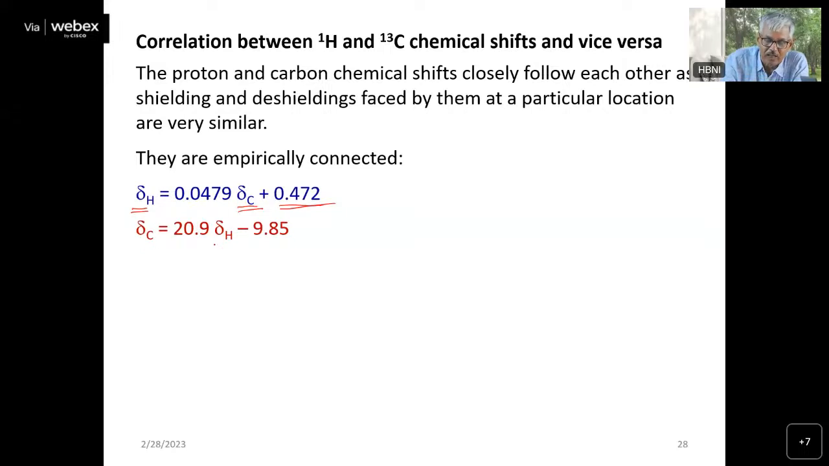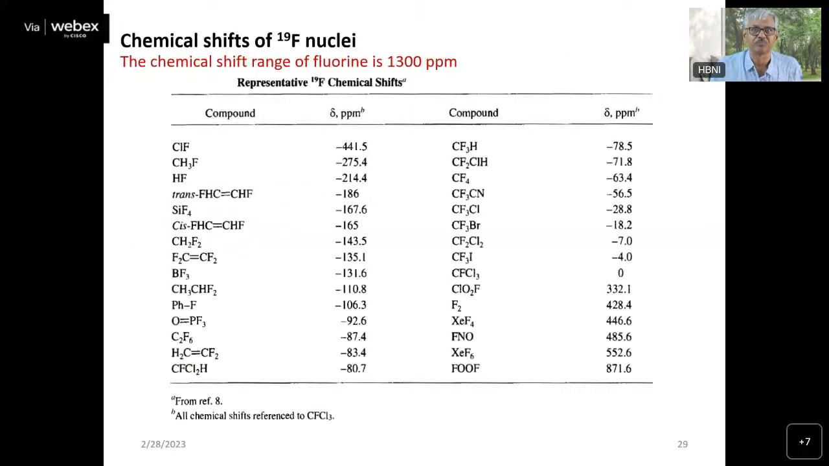Similarly, if you know the chemical shift of a proton, you can tell tentatively what should be the chemical shift of the carbon to which it is attached. So delta C is equal to 20.9 delta H minus 9.85. These are empirical relations. There may be a wide difference between the calculated and the experimental values, but in many cases it matches well. So for an unknown compound, one can start with this, and then finally, as you use different spectroscopic techniques, you will get a final solution.